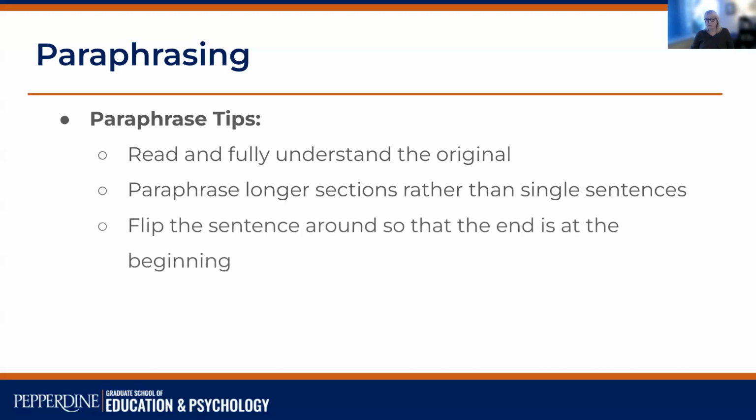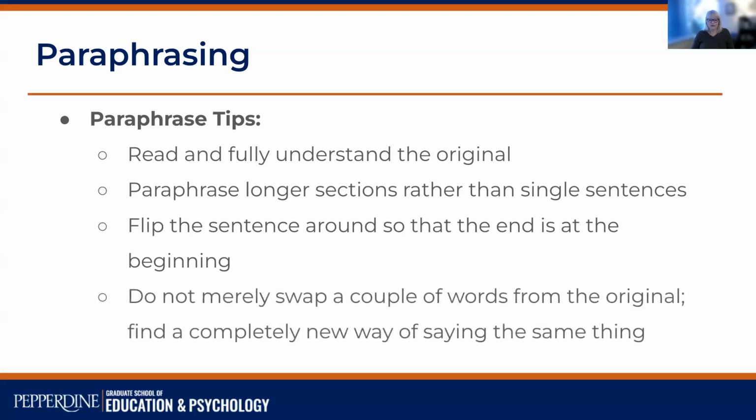Another tip, if you are working on paraphrasing only a single sentence, is to flip the sentence around. What I mean by that is to change the grammar of the sentence so the subject in the original sentence becomes the object or is placed toward the end of the paraphrased sentence, and vice versa. And then, like I mentioned, patch writing is swapping out a couple of words from the original with synonyms. Instead, find a completely new way of saying the same thing.